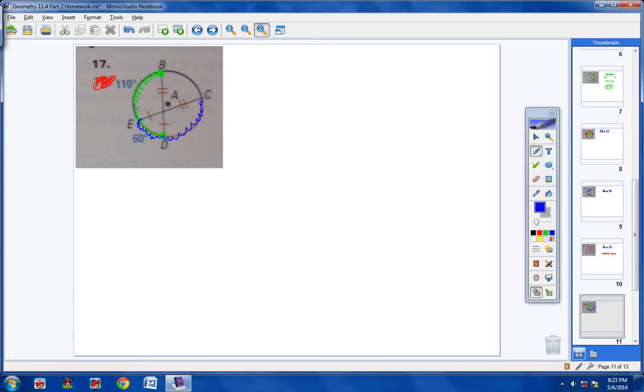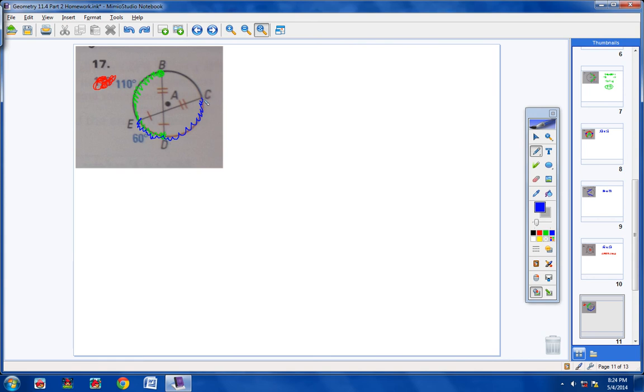If from B to E is 110 and from here to here is 60, then from D to C it also has to be 110. It has to be. But how do I know that? Well, I'll show you. This whole green arc is 170. From B to E is 110 and from E to D is 170. So this whole green arc, BD, is 170.